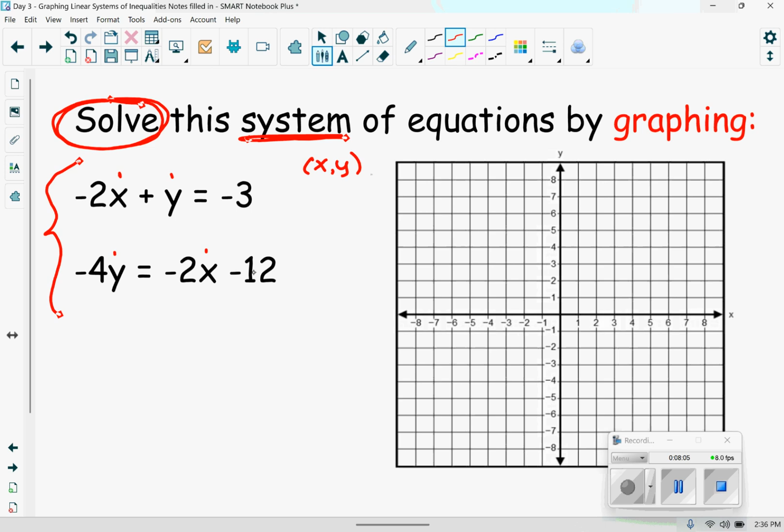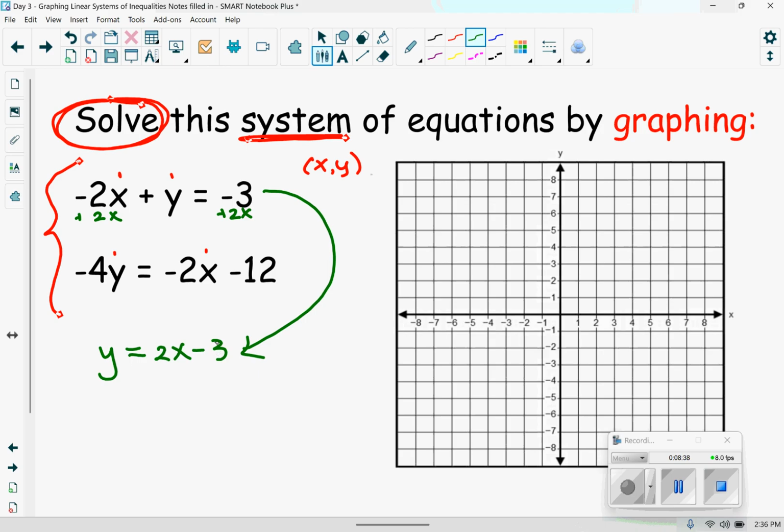So let's graph. Let's take this first equation. It's in standard form, but that's going to give me some fractions. I think I'm going to just solve this for y and put it in y equals mx plus b to graph it. So I'm going to add 2x to both sides. So I have y equals, I'm going to write down the 2x first because it's my mx, and then plus b would be my -3.